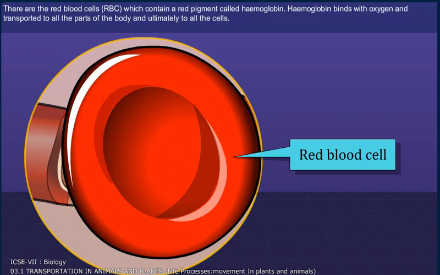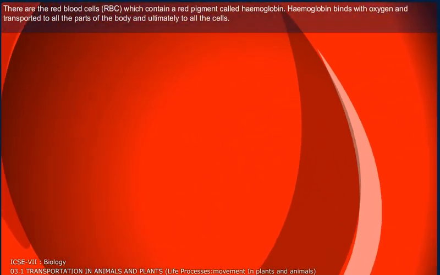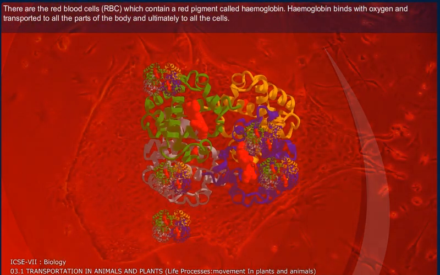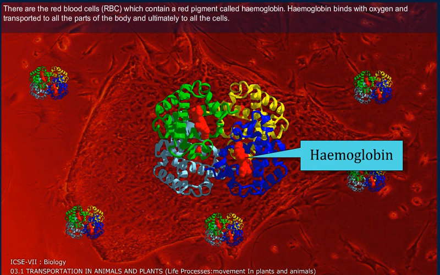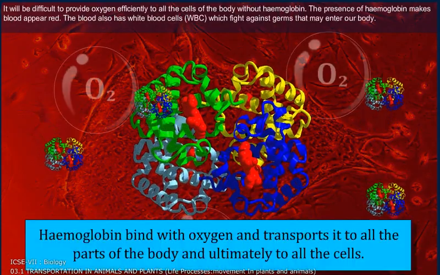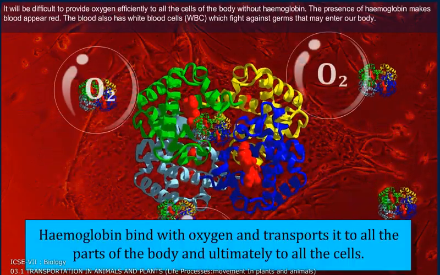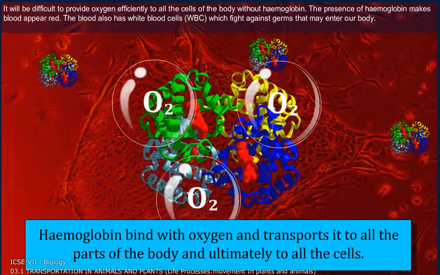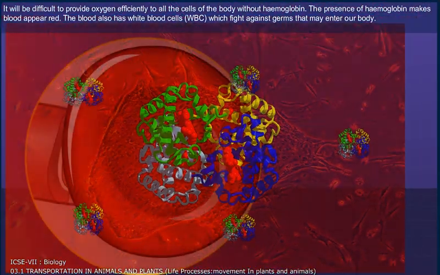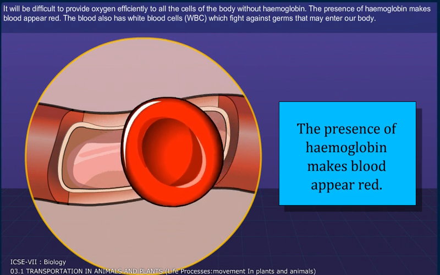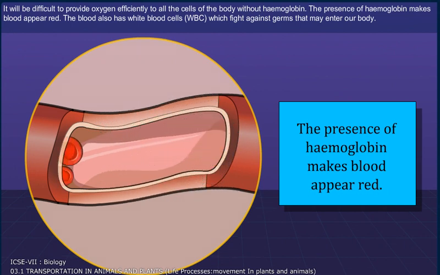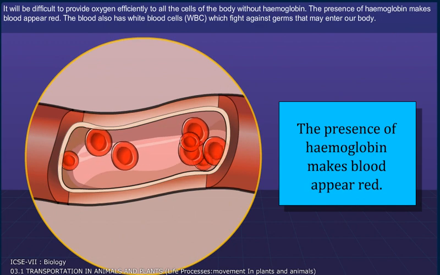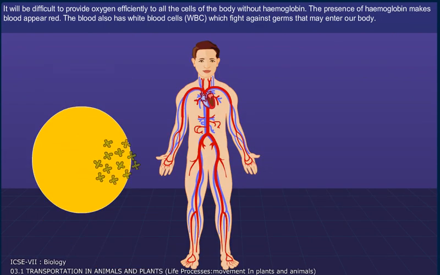There are the red blood cells, RBC, which contain a red pigment called hemoglobin. Hemoglobin binds with oxygen and transports it to all parts of the body and ultimately to all the cells. It will be difficult to provide oxygen efficiently to all the cells of the body without hemoglobin. The presence of hemoglobin makes the blood appear red. The blood also has white blood cells, WBC, which fight against germs that may enter our body.